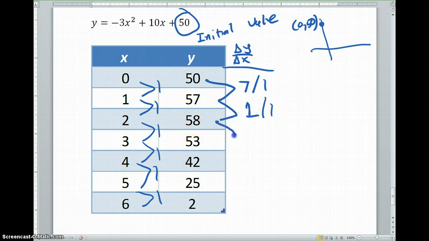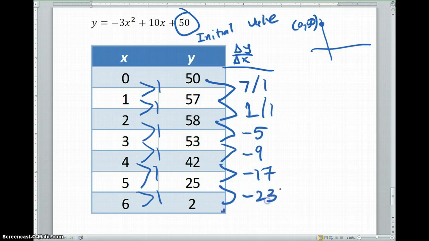Well, what happens next? I have a decrease of 5. And then I have a decrease of 42 minus 53, which is a decrease of 9. 25 minus 42 is a decrease of 17. And 25 to 2 is a decrease of 23.